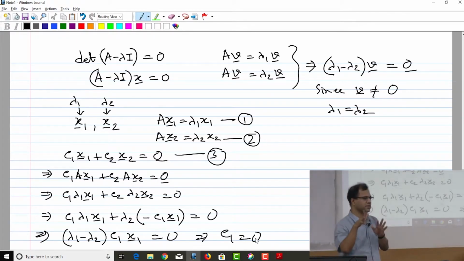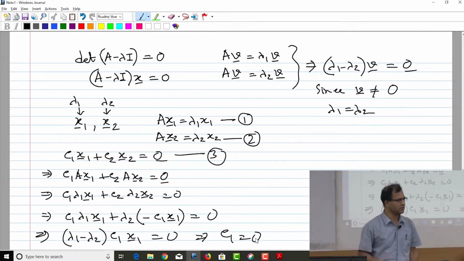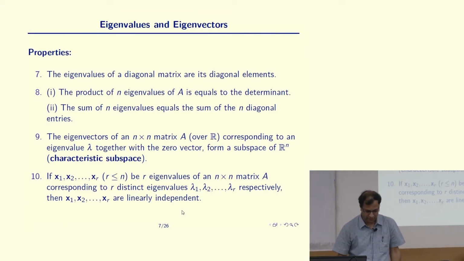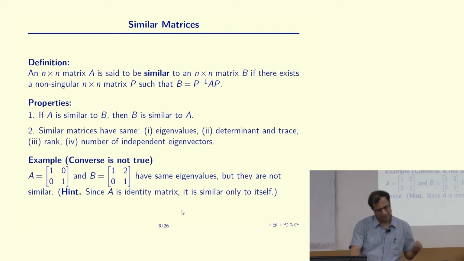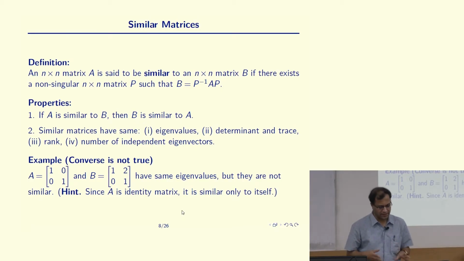Similarly, you can extend this for 3 vectors, and in the end, using induction, you can prove this is true for r number of vectors. This is an important property. Okay, so one more definition, before the diagonalization, the final step.